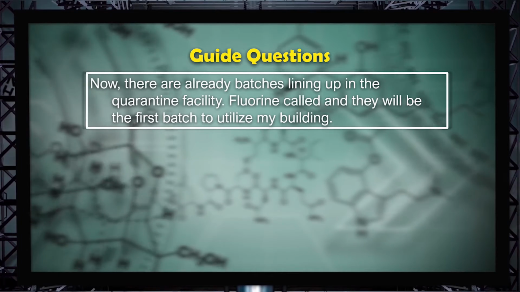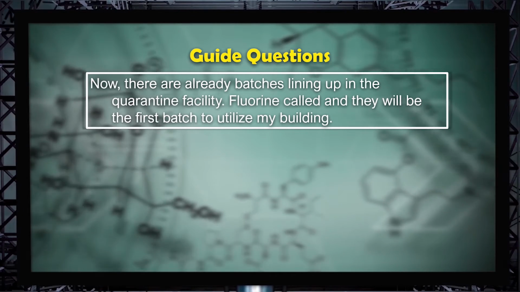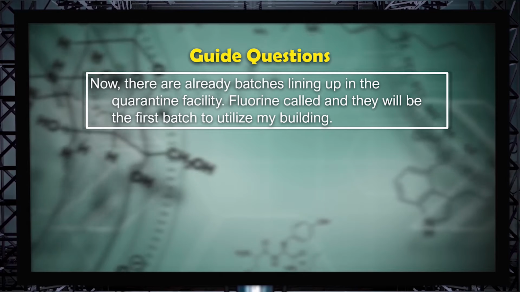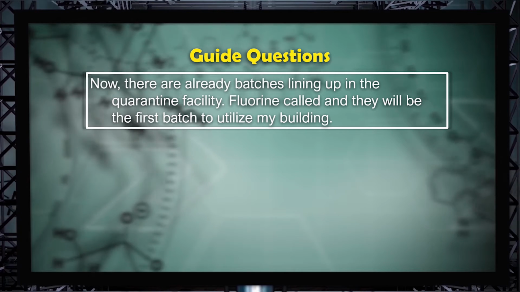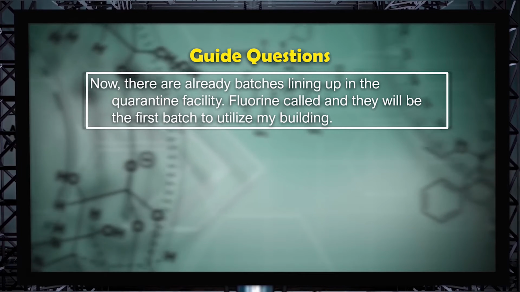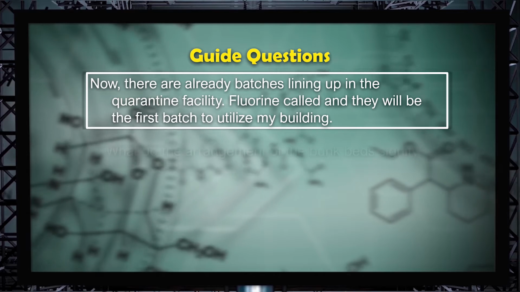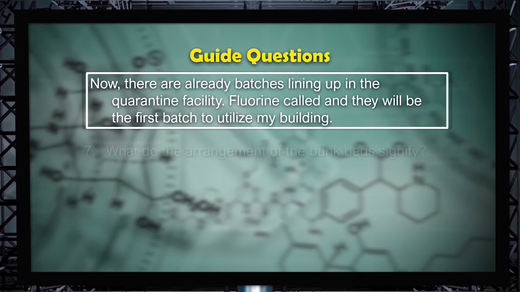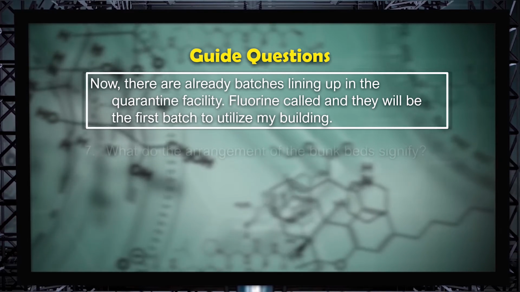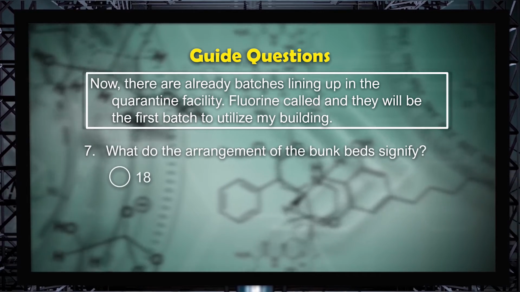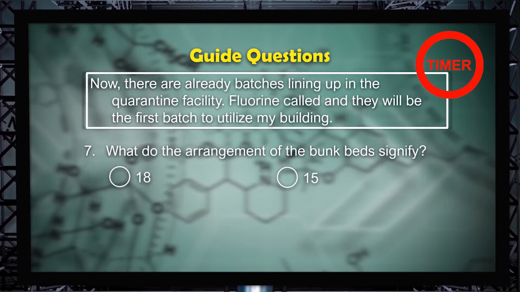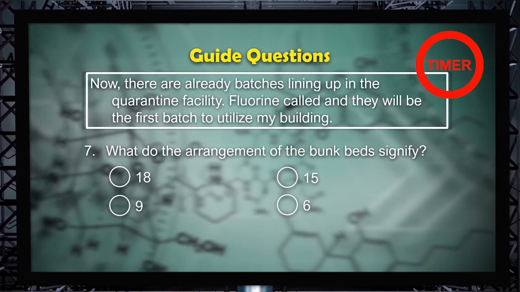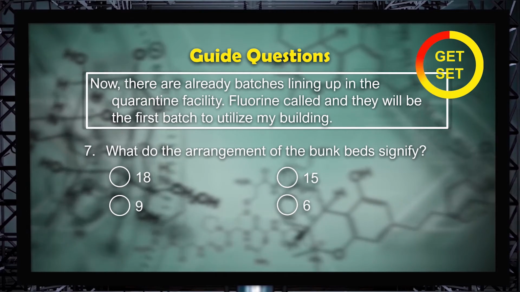Now there are already batches lining up in the quarantine facility. Fluorine queued, and they will be the first batch to utilize my building. Number 7. How many electrons does fluorine have? Refer to the modern periodic table. 18, 15, 9, and 6.